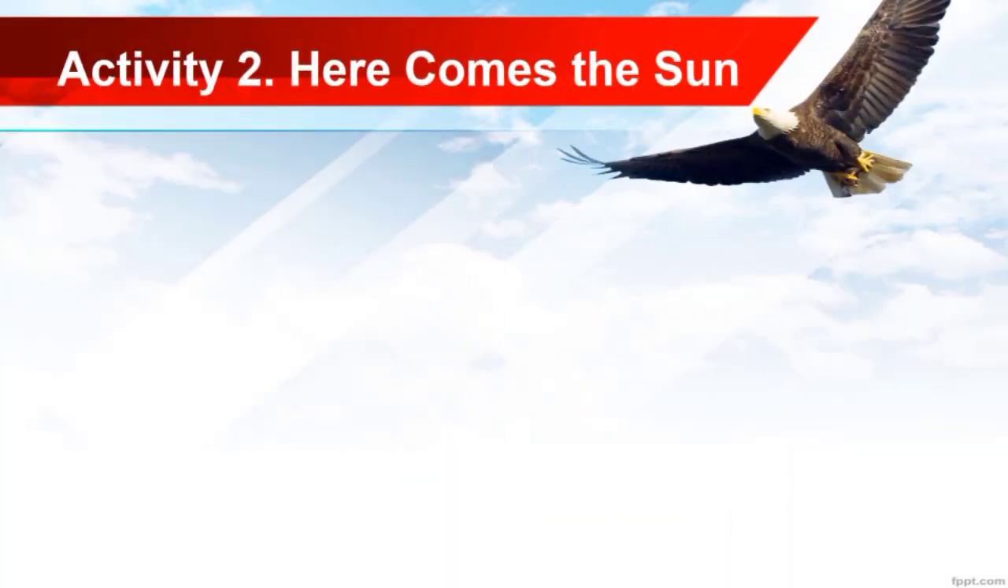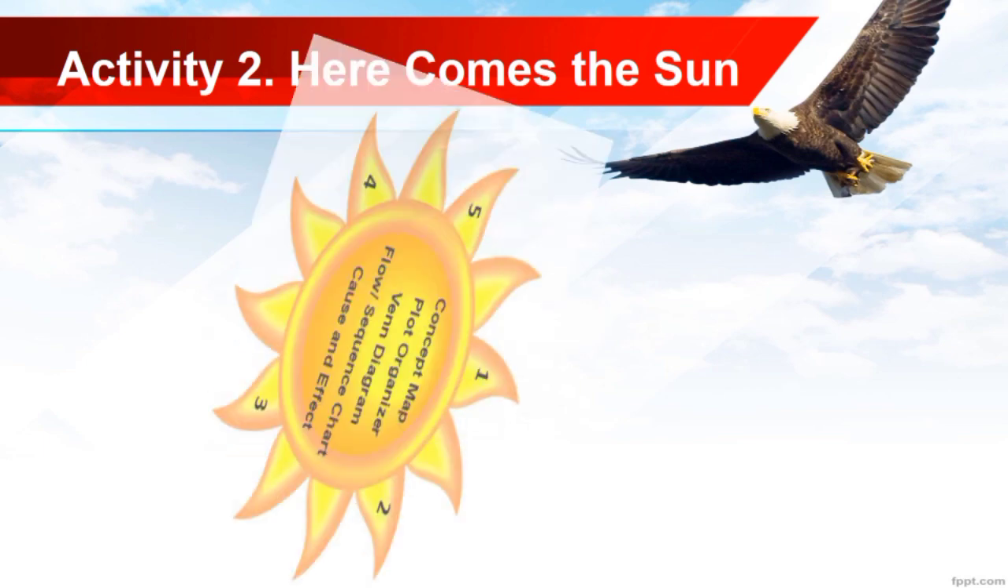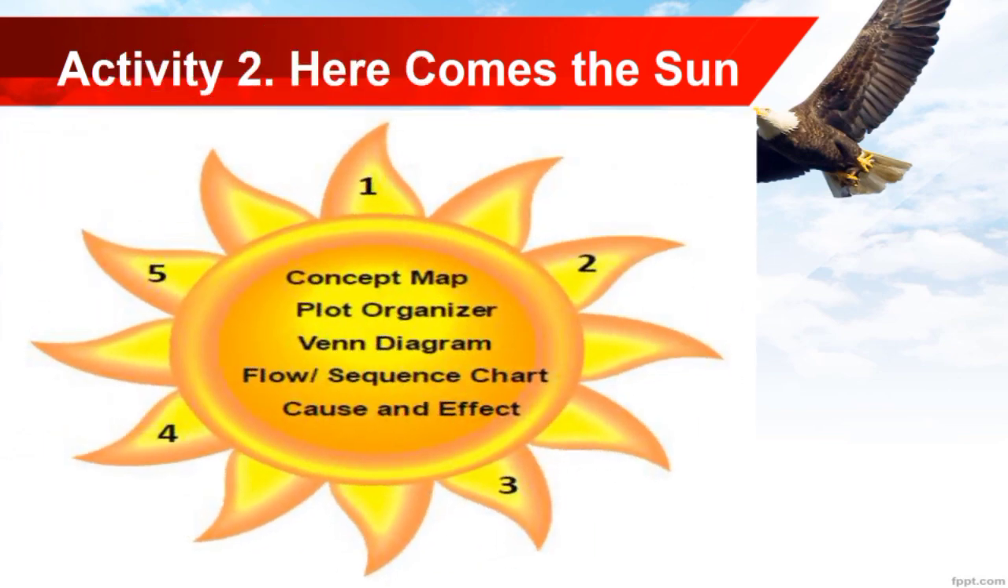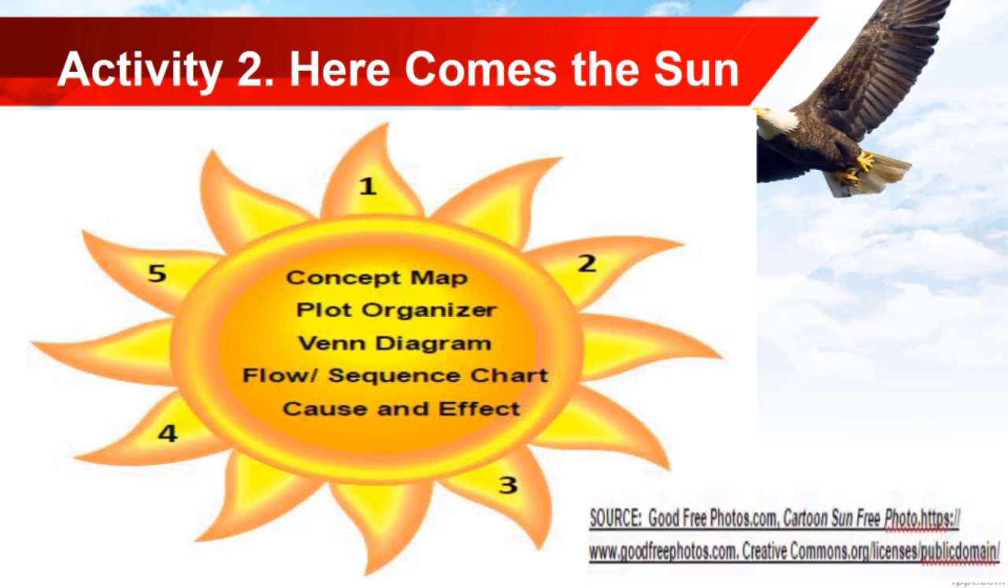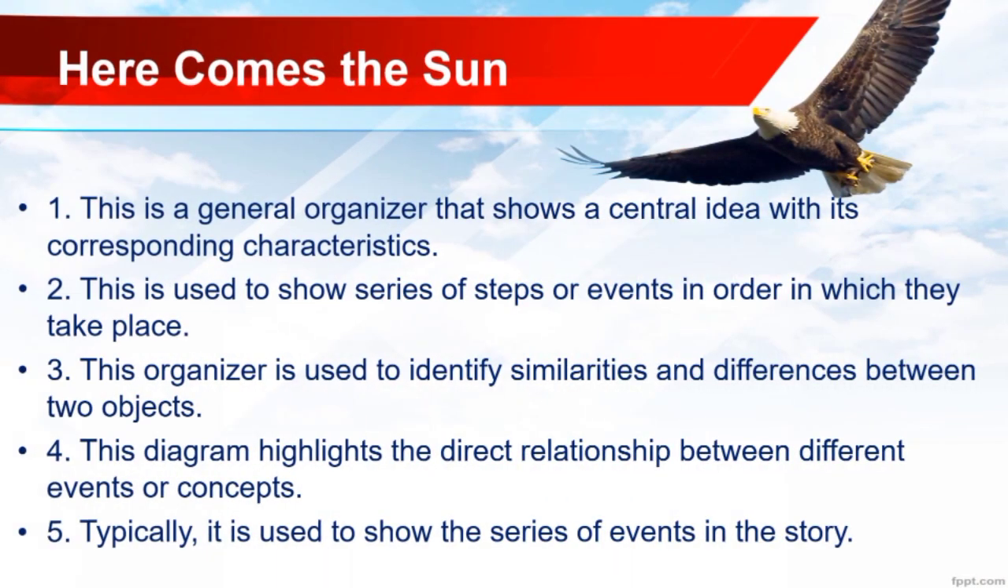Moving on to activity 2. Here comes the sun. The words inside the sun are essential for you to complete the tasks in this module. Make sure to read them carefully. Identify which type of graphic organizer is being illustrated in each number. Choose your answer from the group of words inside the sun. Now, write your answer on your answer sheets. Good luck.